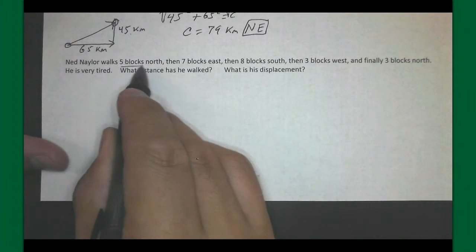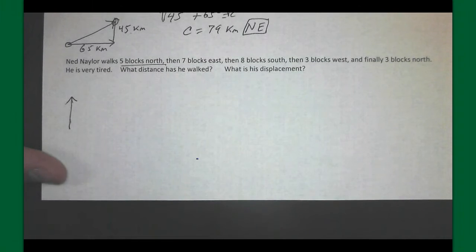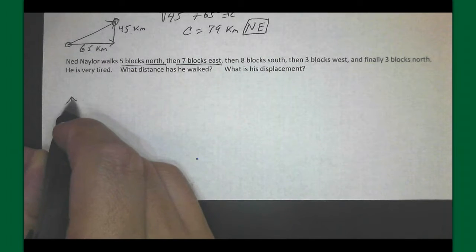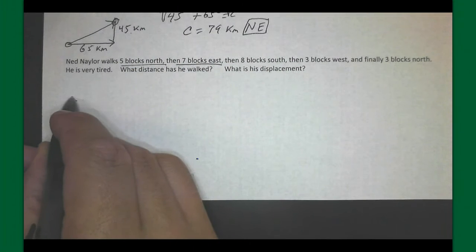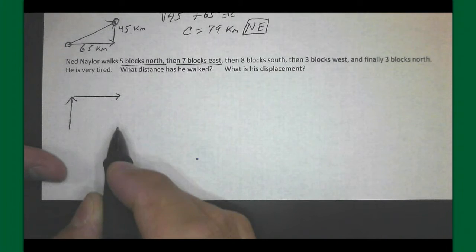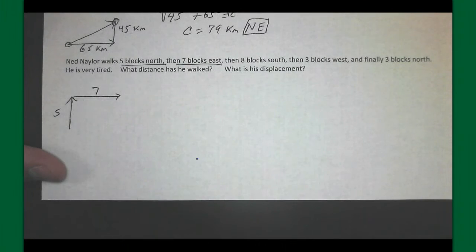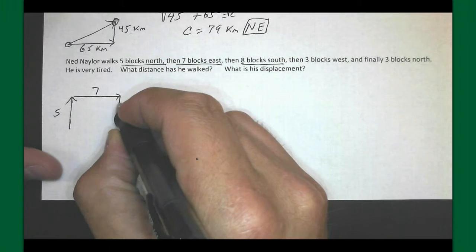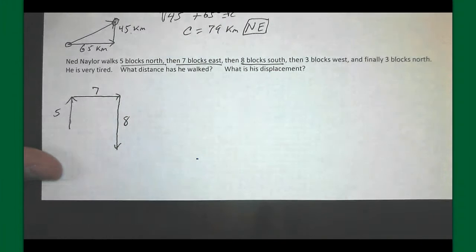So first we start out going 5 blocks to the north, and I'll draw that as an arrow going up to the north. Then we turn and go 7 blocks to the east. Remember, I'm keeping my relative distances correct, so I'm going to make a line that's just a little bit longer than the 5 line to indicate 7. So here's my 5 blocks, here's my 7 blocks. And then I turn and go 8 blocks to the south. That's going to go down, so I want that to be just a little bit longer than the 7. And label that 8.